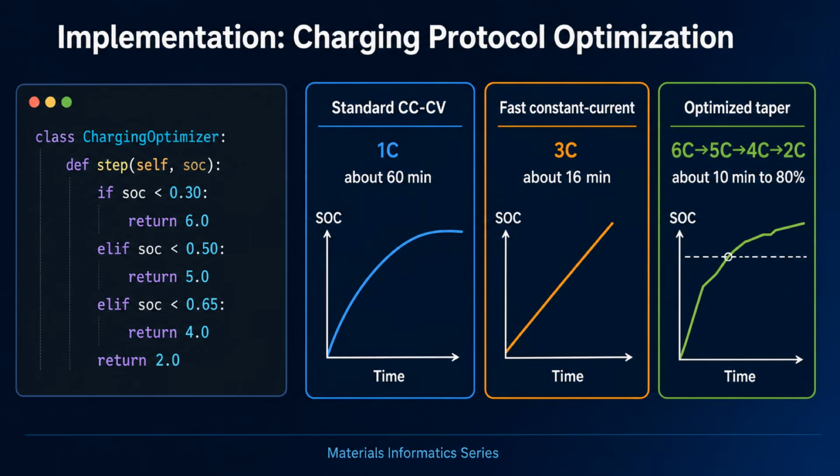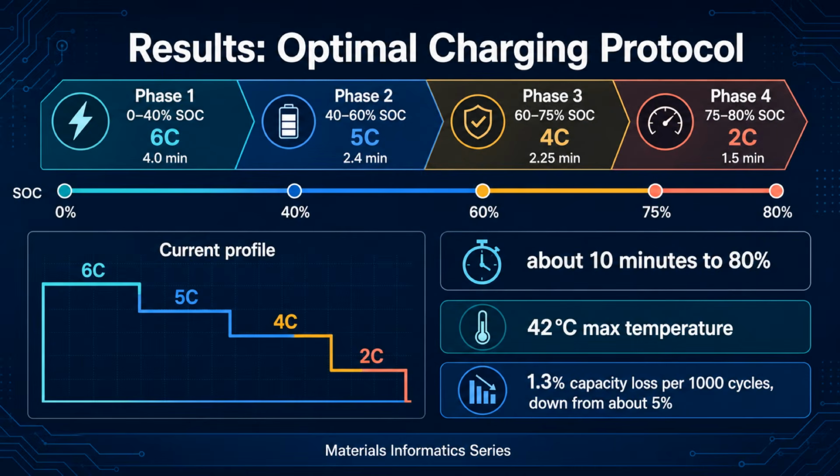The ML-optimized protocol uses variable current, starting high when the battery is cold and empty, reducing as it warms, then tapering near full charge to avoid lithium plating. The optimizer learns this strategy automatically by maximizing the speed degradation trade-off. The optimal protocol achieves 80% charge in about 10 minutes.